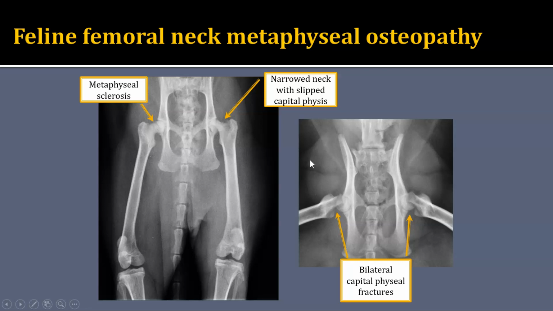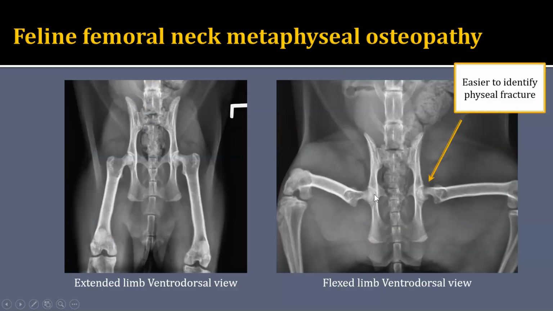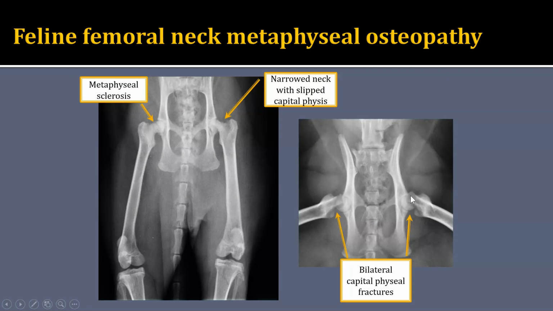And then our femoral neck is probably thinner on the left-hand side compared to the right side, more irregular and sclerotic. And then on the right-hand side of the slide, when we do our flexed limb ventrodorsal view, hopefully it's easier to see that on the right-hand side now, there is a capital physeal fracture. This femoral neck is no longer aligned with the femoral head. Compare that to our previous slide, how they should align. And then on the left-hand side as well, here's our femoral neck. It should be attached to that femoral head. So we have bilateral capital physeal fractures that presented at the same time on this patient.